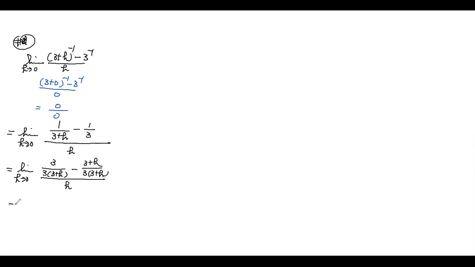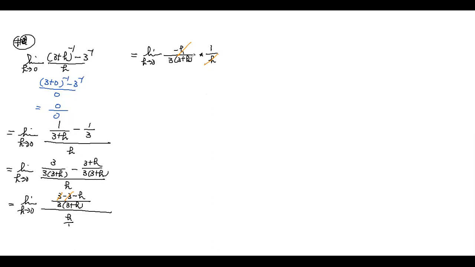Okay, so now let's take a look here. This is the limit as h approaches 0, with h here, and this is 3 minus 3 plus h. Be careful of the negative signs, right? So 3 can cancel. Now you will have the limit as h approaches 0 of negative h over 3 times 3 plus h, and this is h over 1. So you flip it, so it's 1 over h. Good, this one cancels.